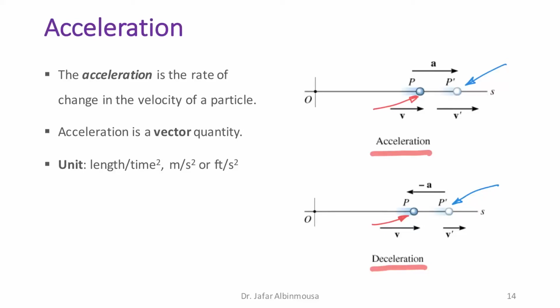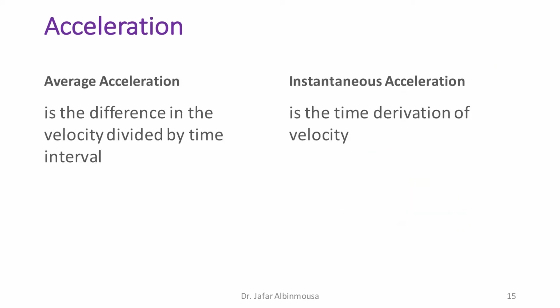That's a very important observation. And not only this, we are also going to have a negative sign on the acceleration. And this is what is commonly known as the deceleration. So acceleration has a unit of length divided by time squared. So it's meter per second squared, feet per second squared, and so on.